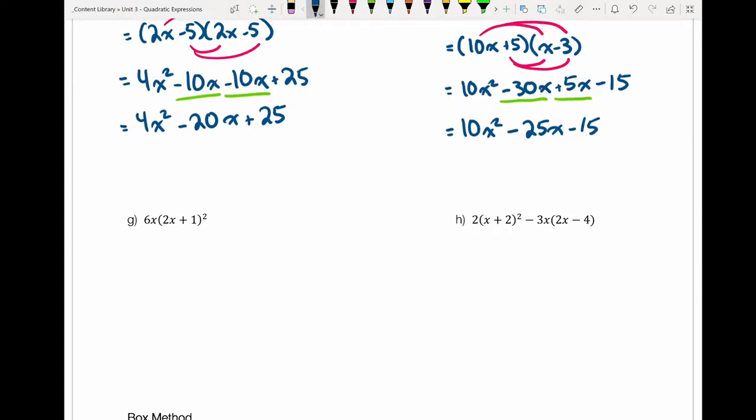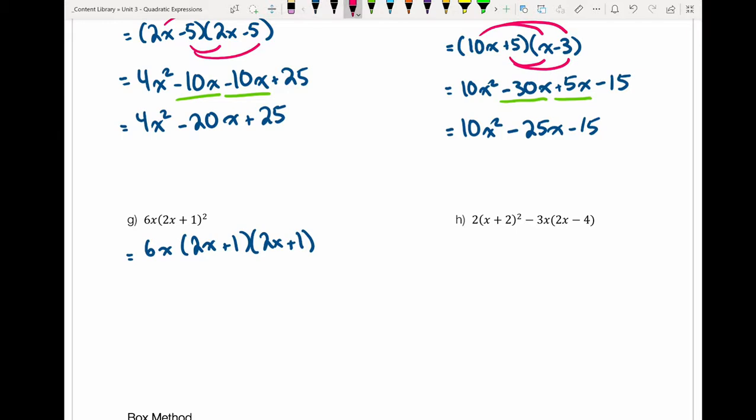G, so G again, we have one bracket squared, so again we can rewrite this as 6x times 2x plus 1 times 2x plus 1. One thing to be aware of, if you were not going to expand this squared like we did here, you cannot multiply the 6 through and then square it. You still have to follow BEDMAS, so you either have to deal with that exponent first or rewrite it like this and then multiply that 6x through just to one bracket like we did in the last example.